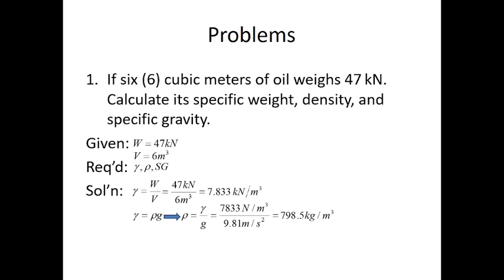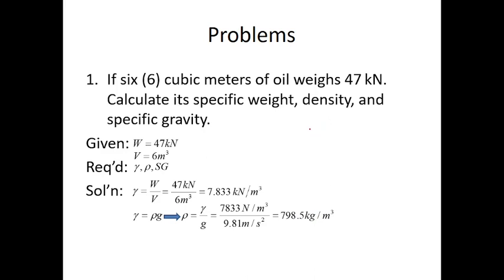So that's the unit of specific weight. Sorry, that is the unit of density, 798.5 kilograms per cubic meter. We know that density is mass over volume, that's why we have a mass and a volume. Now, how did we arrive at kilograms per cubic meter based on the given units?